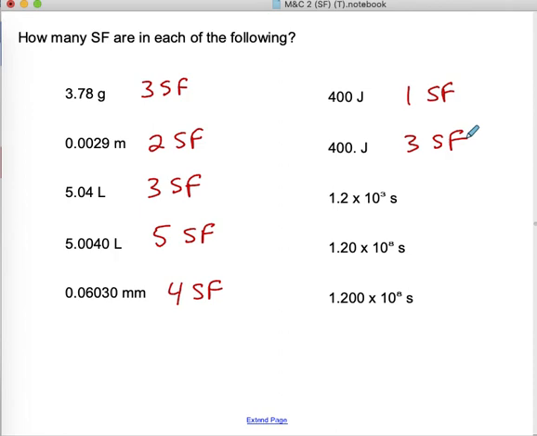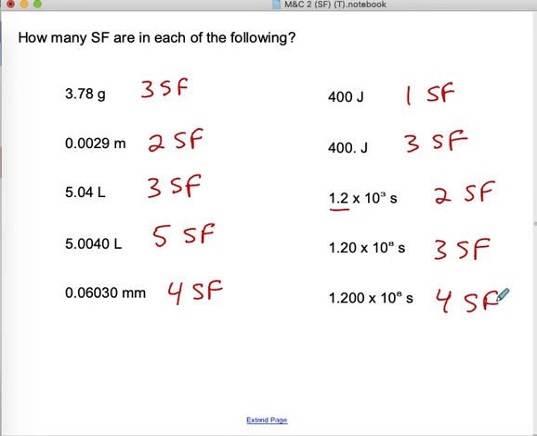1.2 times 10 to the third seconds, ignore the power of 10. The precision is only reflected in the first part of the number. So 1.2 has 2 significant figures. 1.20 times 10 to the 8th, again, the power of 10 doesn't matter, but now, because there is a 0 and a decimal point, this measurement has 3 significant figures. 1.200 times 10 to the 8th has 4 significant figures.